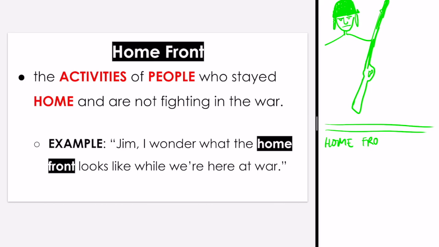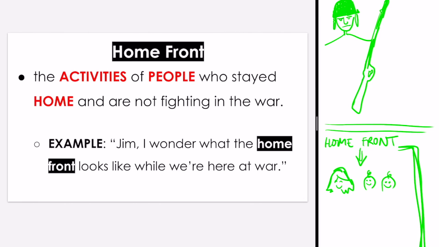So if Jim's at war, who's at home? Maybe his wife, Sally. Maybe he's got a few babies. Not the prettiest babies, but that's okay. They're Jim's babies. So it's the activities of the people who stayed at home and are not fighting in the war. So the home front are what these people are doing while Jim is at war.